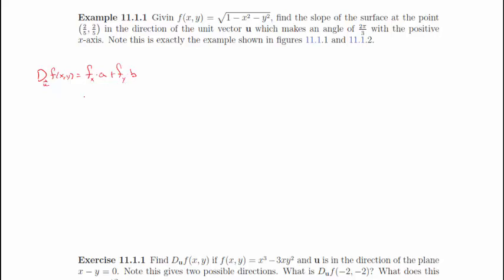So to do this, I want to find f sub x, my partial derivative of f with respect to x. So I'm going to get 1/2 times 1 minus x squared minus y squared to the negative 1/2 times, inside here the 1 and the minus y squared are considered constants, so minus 2x. And let's simplify this down. The 2's will cancel. We'll put this in the denominator. We're going to get a negative. Let's put that on top. Negative x over the square root of 1 minus x squared minus y squared.